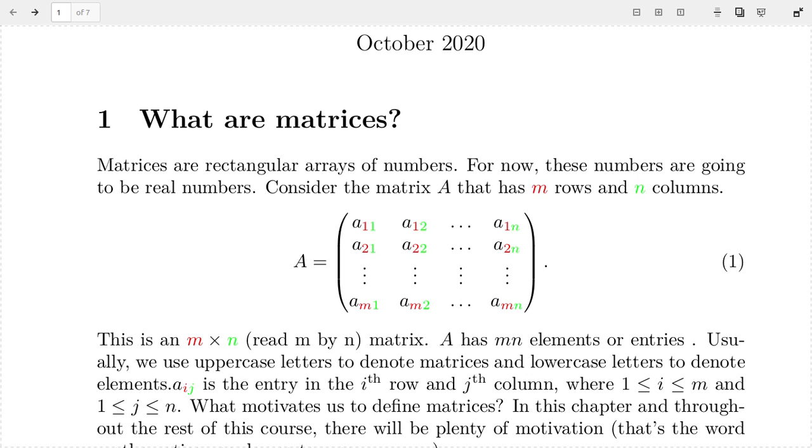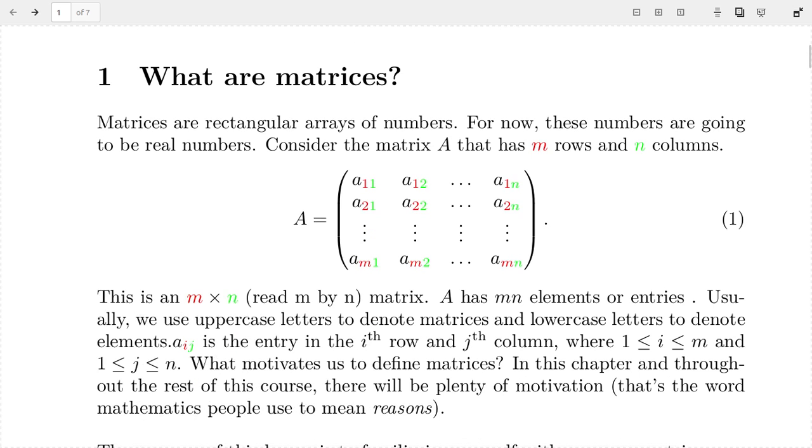Matrices are basically rectangular arrays of numbers, right? So look at the matrix A in equation 1. This matrix has m rows and n columns. Now, the matrix itself is denoted by an uppercase letter, and the entries are denoted by lowercase letters. Lowercase a_ij, i in red and j in green, denotes the element in the ith row and jth column. So a11 is the element in the first row and first column of A.